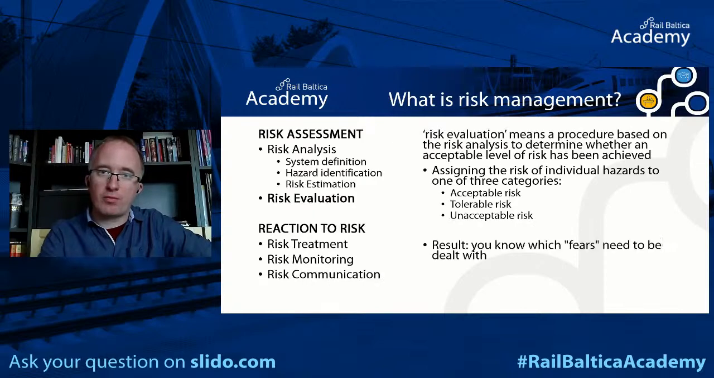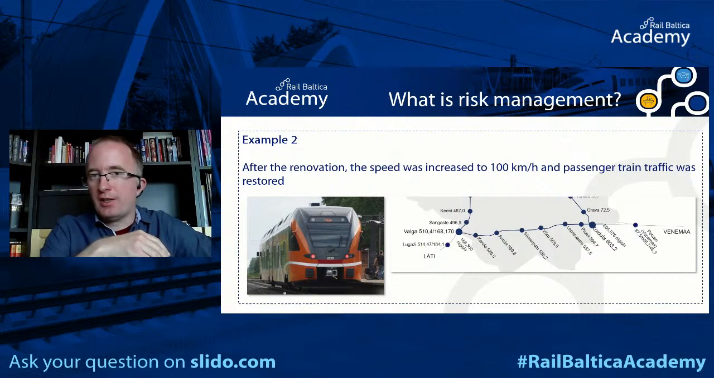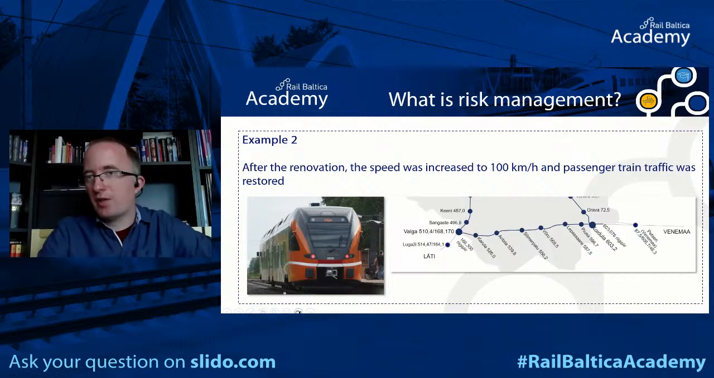Okay, and now I have to change the slides a little bit. This should be the next one, our next example. Let's try to use the risk management on something more real than just words. Again, we are an infrastructure manager. Again, we have renovated a track, but this time, after the renovation, the speed was increased to 100, for the passenger train traffic, which was not there before. That's actually a real existing line. I had a real existing line in mind here, but the example can be made more abstract as well.